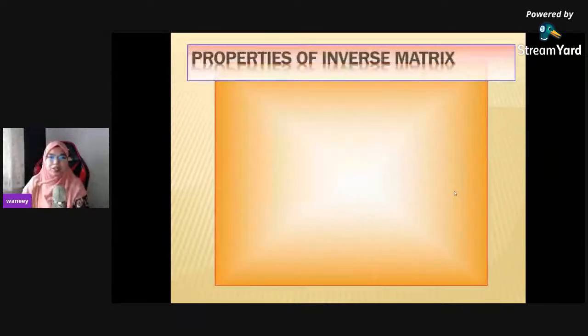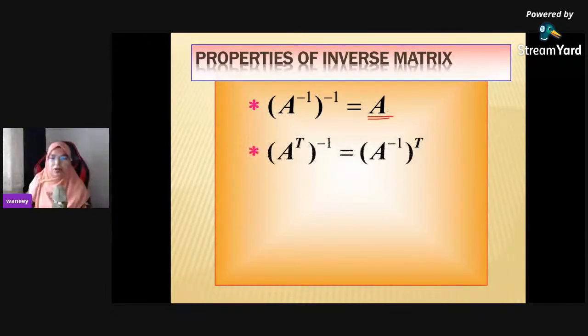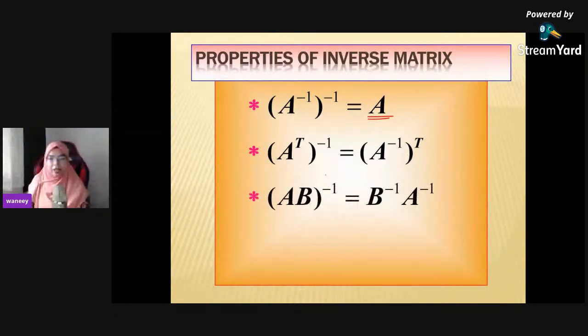Okay. Properties of the inverse matrix. We have a few properties. The first one is that if we have A inverse and you take the inverse of that matrix, it is simply equal to A. If you have A transpose and you want to take the inverse of A transpose, that is equal to finding the inverse of A first before you transpose it. If we have AB inverse, so you multiply A and B first before you calculate the inverse, that is equal to finding the inverse of B and then the inverse of A and then multiplying them.